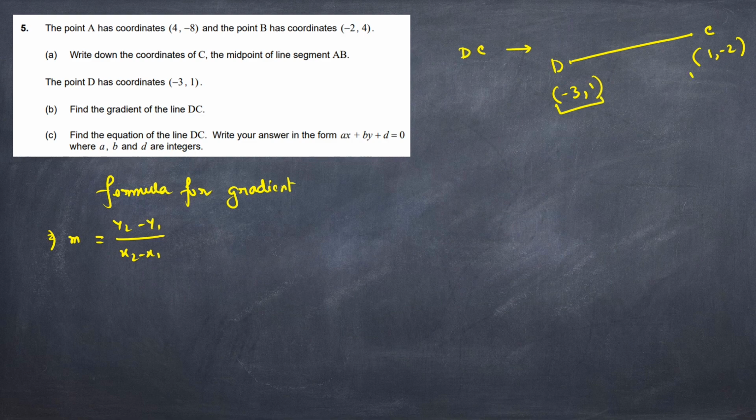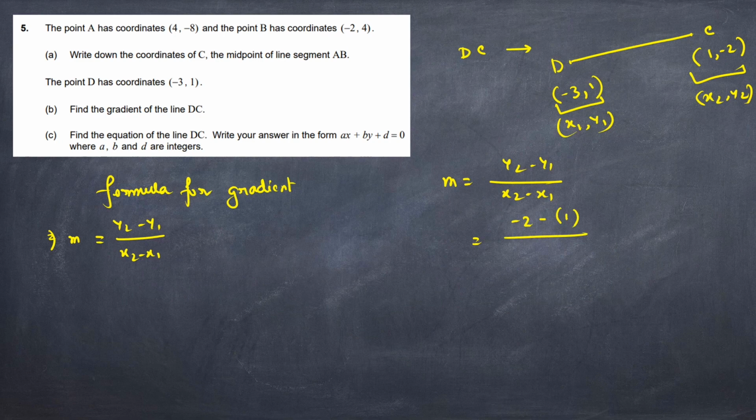You can take any one of them as x1, y1 and x2, y2. So gradient m is y2 minus y1 divided by x2 minus x1. Here the value of y2 is minus 2, minus the value of y1 which is 1, divided by the value of x2, which is 1, minus the value of x1, which is minus 3. So we are getting minus 3 by 4. This is the gradient of the line DC, equal to minus 3 by 4.